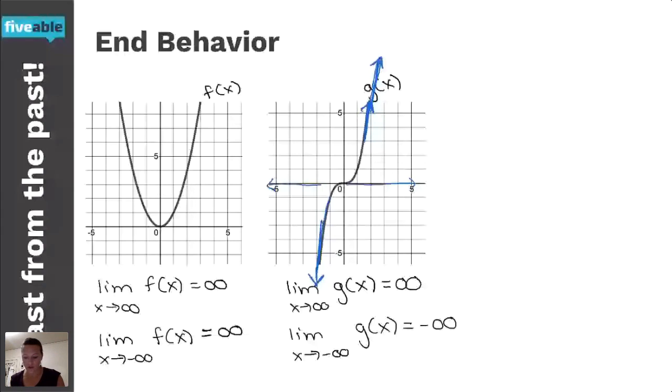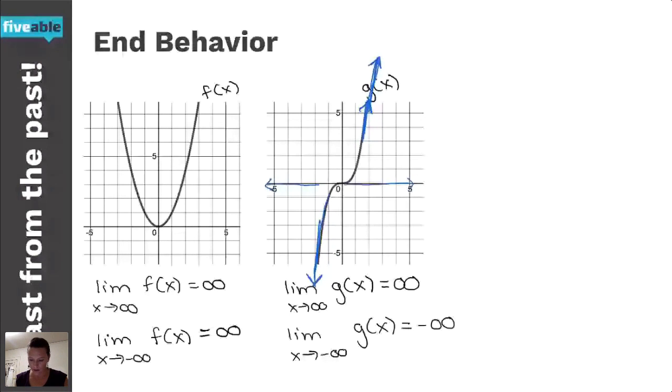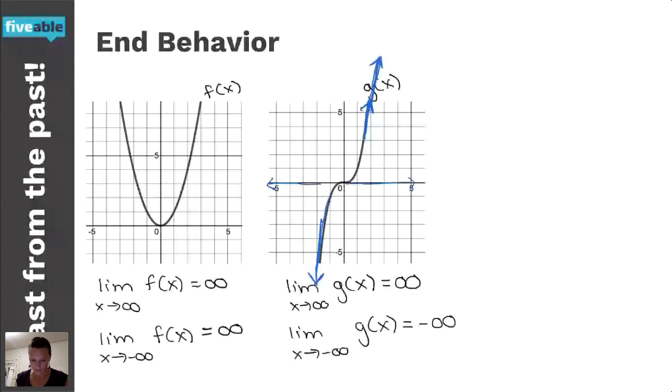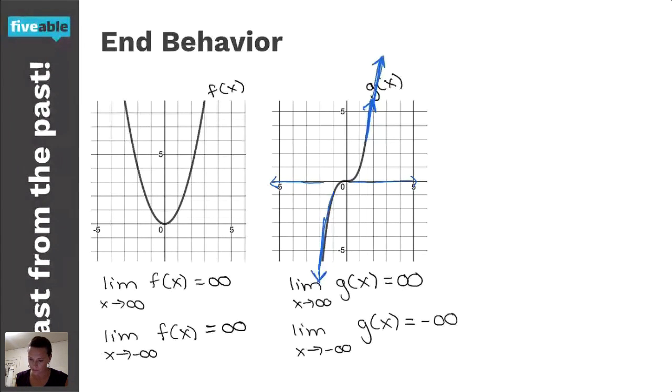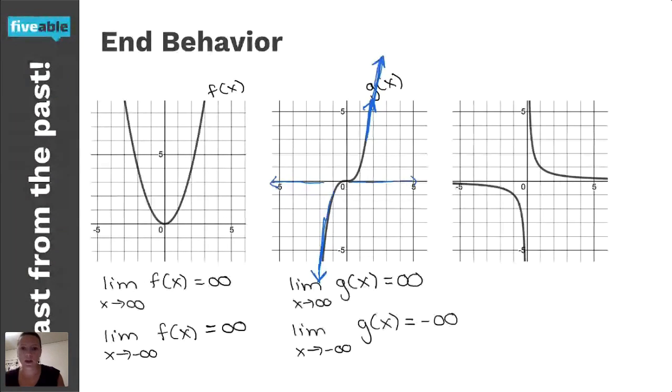All right, let's look at a third example here. It's being difficult again. I don't know what's happening here. There we go. Okay. Let's call this one h of x.